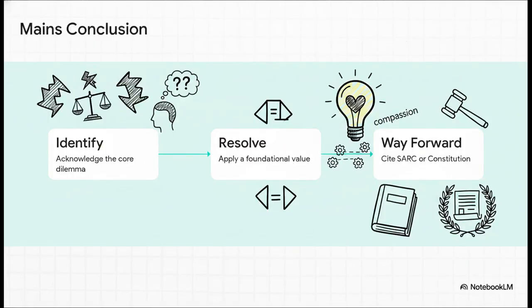Let's see how this builds your actual answer structure, specifically for closing out a 10 or 15 marker. Here is your cheat code for a conclusion. Step 1, clearly acknowledge the core ethical dilemma. Identify the exact friction, like administrative discretion versus freedom of expression. Step 2, inject a foundational value as the tool for resolution. Maybe apply objectivity to remove bias, or compassion to find a realistic solution. Step 3, propose a balanced way forward, definitively citing SARC recommendations or constitutional ideals to really ground your answer in policy.